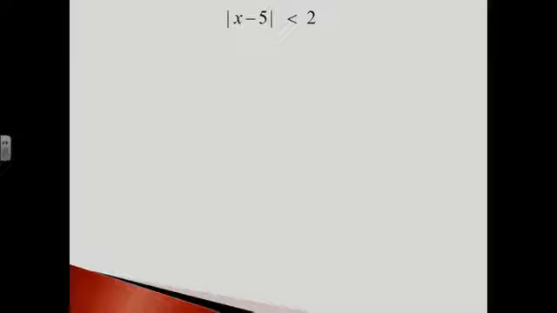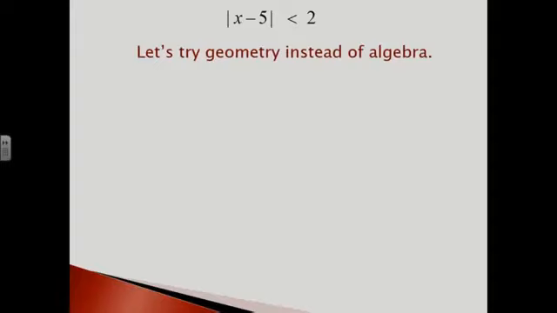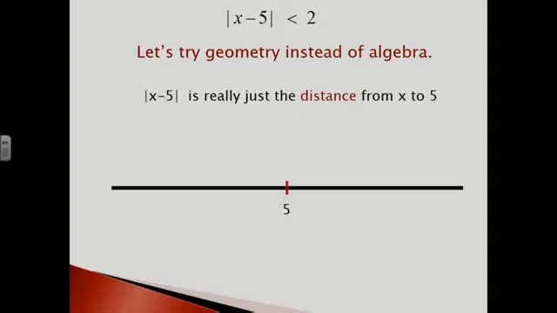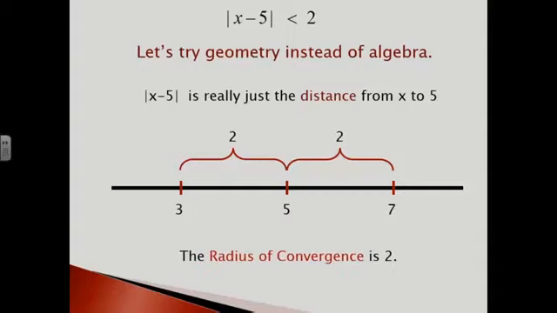That is one way to solve the inequality. The absolute value of x minus 5 is less than 2. Another way is to use geometry. Remember that the absolute value of x minus 5 is the distance from x to 5. Plot 5 on the number axis. We find 2 points on the left and on the right of 5 that have a distance to 5 equal to 2. They are 3 and 7. So, the points whose distance to 5 is less than 2 lie between 3 and 7. The distance from 3 to 7 is 4. Half of this distance is called the radius of convergence.